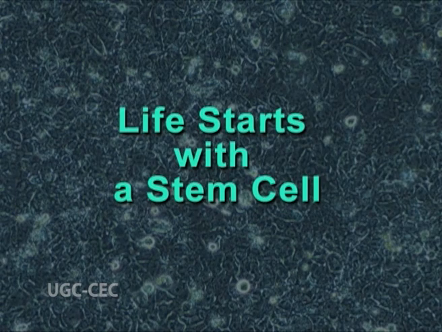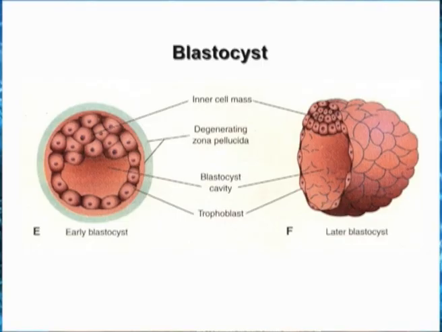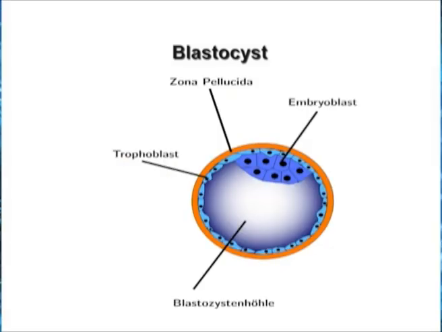Life starts with a stem cell. Fertilization of an egg leads to the formation of a zygote. Multiple mitotic cell divisions lead to the formation of a blastocyst. The inner cell mass of the blastocyst is the embryoblast and the outer cell mass is known as trophoblast. The outer cell mass is also known as trophectoderm, which forms the placenta, chorion and the umbilical cord. The inner cell mass, ICM, forms the embryo.